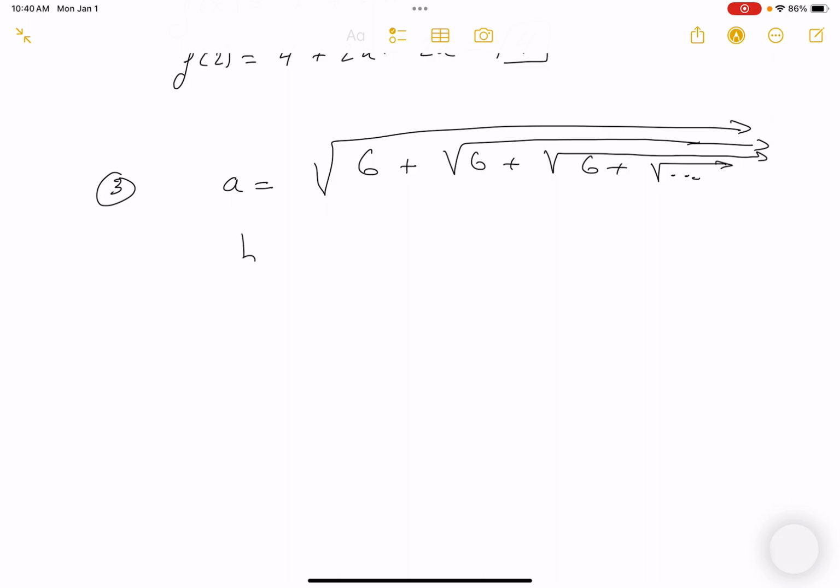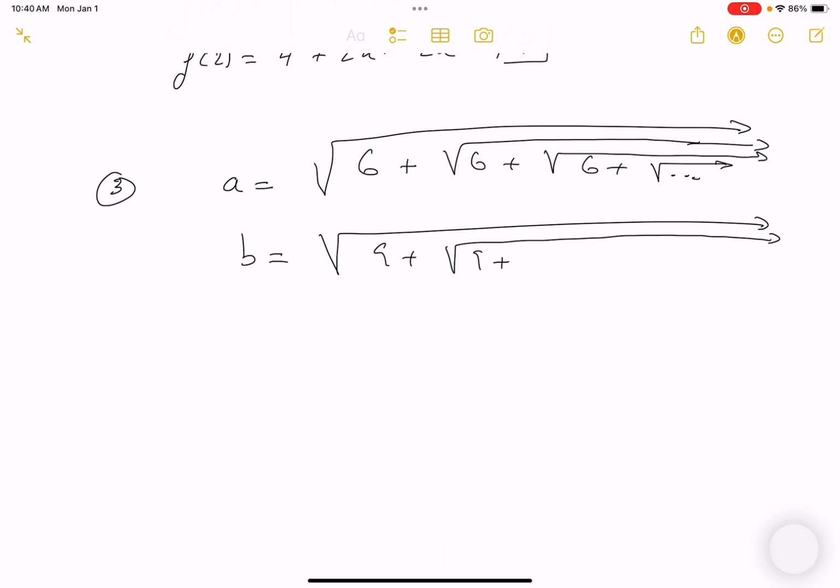All right, but what's B going to be equal to? Let's write this down. It's going to be 9 plus, and again, this goes on forever too. It's 9 plus 9 plus.